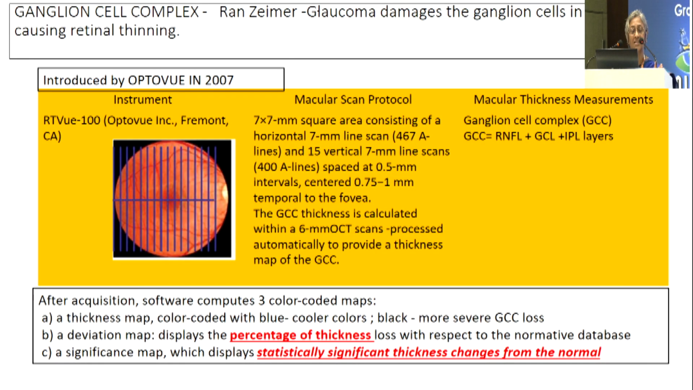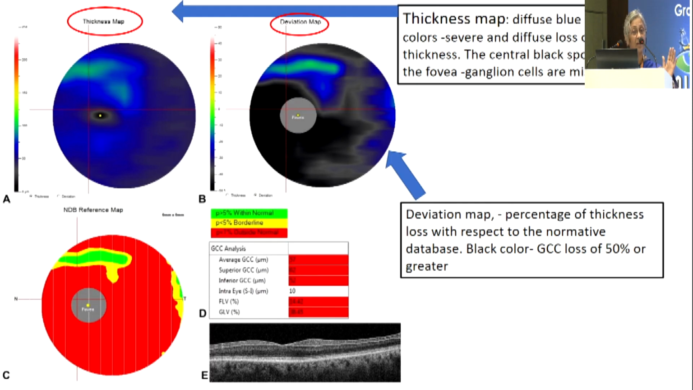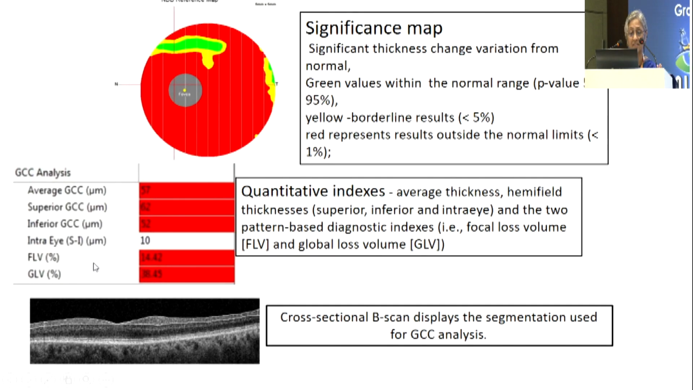And this, the ganglion cell complex, as we know that whenever you do a ganglion cell complex, don't forget to look at the macula. There may be concomitant macular disease. You can have macular edema, you can have epiretinal membranes and ARMD. Then you'll get fooled. So once you do it, you find that first of all is the thickness map. This is the RTVue map. And then after that, how much is the deviation? All the ones that you can see in black is how much it is deviated from normal. What is the statistical significance? And you find the whole thing is in red, highly statistically significant.